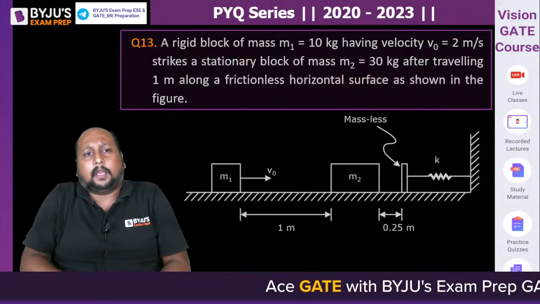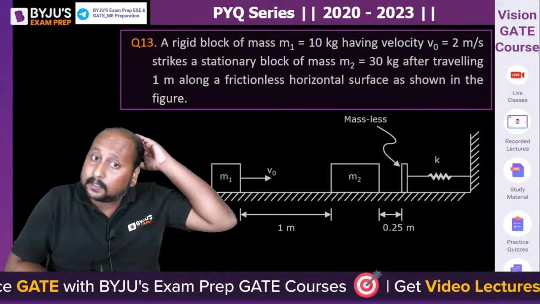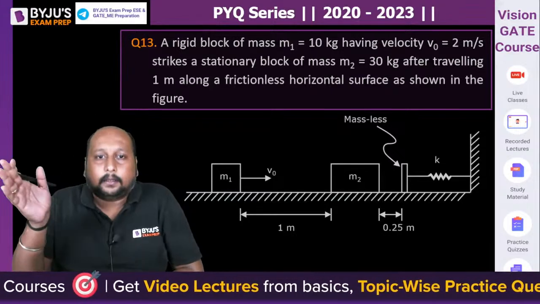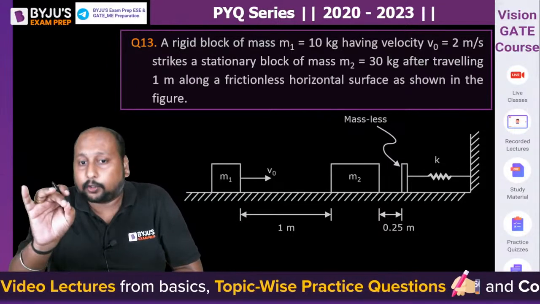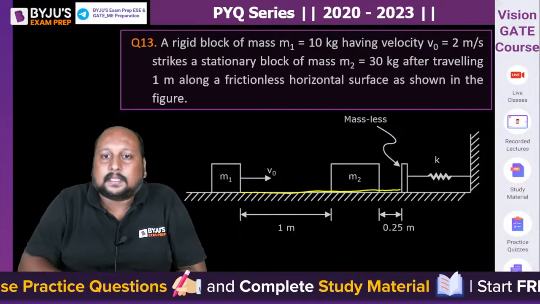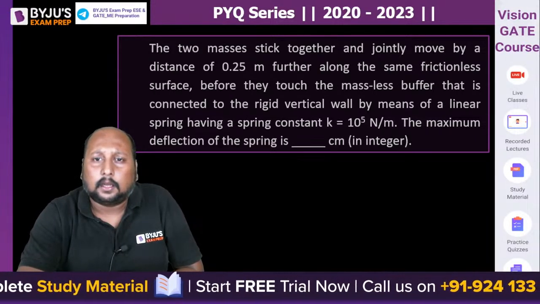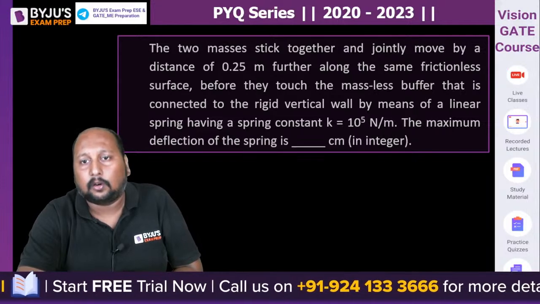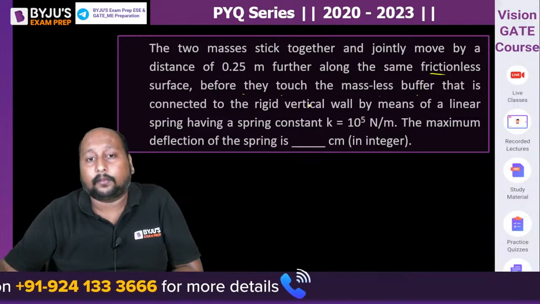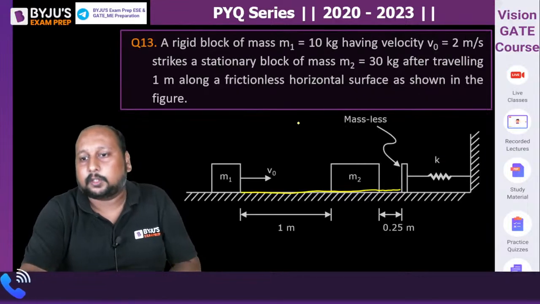Next question, very easy one. A rigid block of mass m1 having 10 kg mass is moving with a velocity of 2 meter per second and strikes a stationary block having a mass m2 that is 30 kg. After traveling 1 meter along the frictionless horizontal surface, I showed the figure. This is frictionless. They are saying that the two masses stick together and jointly move a further distance together along the same frictionless surface before they touch the massless buffer that is connected to the rigid vertical wall by means of a linear spring. What is the maximum deflection in the spring? Very easy question. Energy balance.